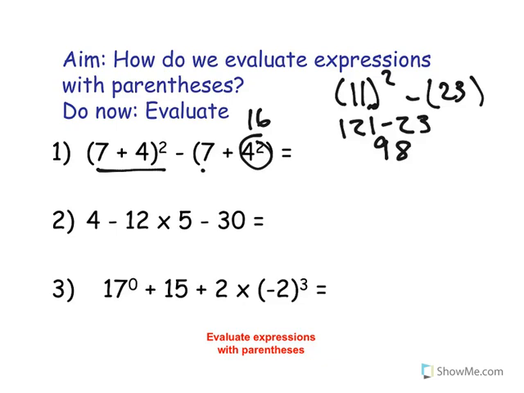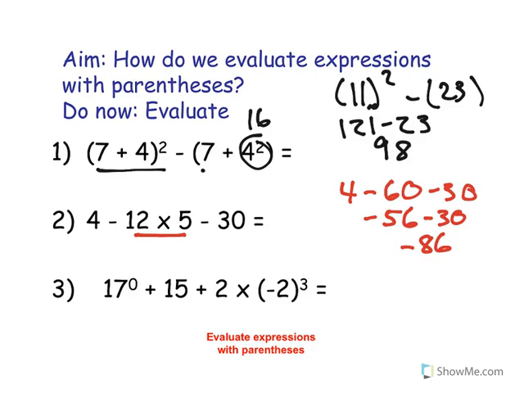All right, moving on to the second one, I look at my operations and I see I've got subtraction, multiplication, and subtraction. So I will do my multiplication first. So when I do 12 times 5, it gives me 60. So now I'm looking at 4 minus 60 minus 30. I'm going to do my addition and subtraction from left to right. So 4 minus 60 is negative 56. And negative 56 minus 30 is negative 86.